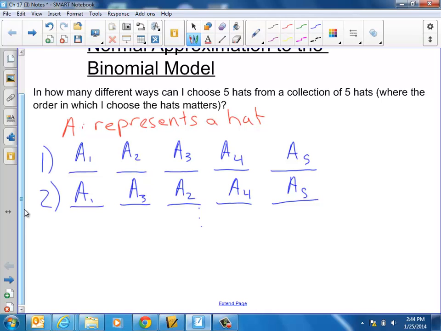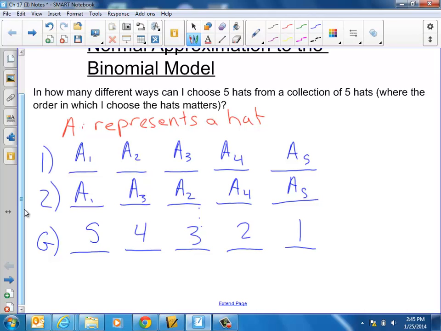In my first bucket, let's put G instead of a number here. We're generalizing here. The first bucket can be filled 5 different ways, right? And then the next bucket can be filled 4 different ways. The next after that, 3. The next after that, 2. And the next after that, 1. Because I'm not giving myself the opportunity to choose a hat and then choose that hat again. Once I've chosen it to fill a bucket, so to speak, once I've chosen it in a particular order, I can't choose that hat again.